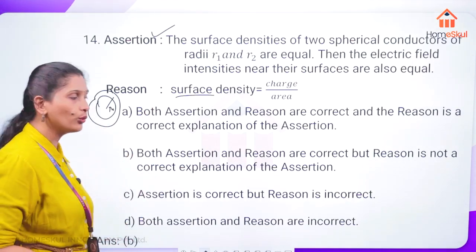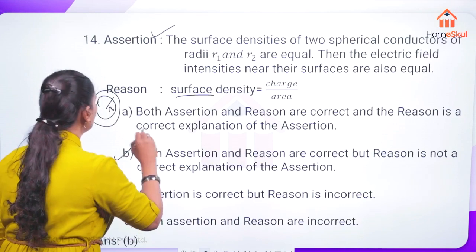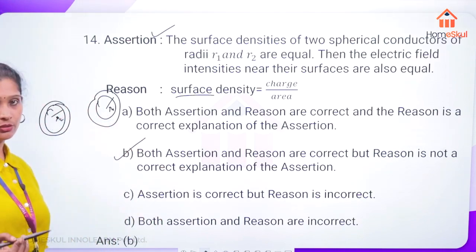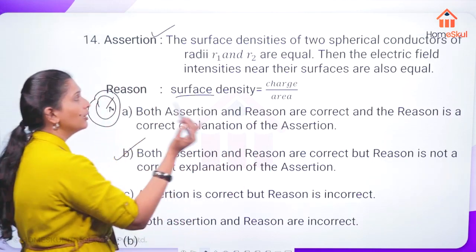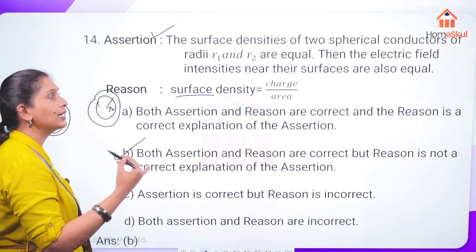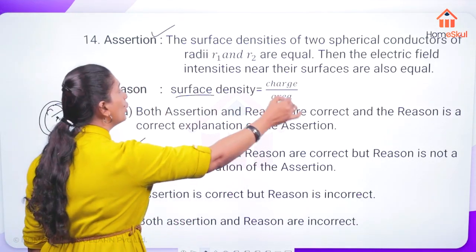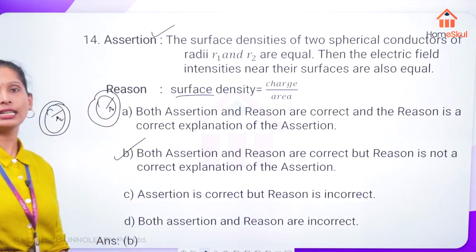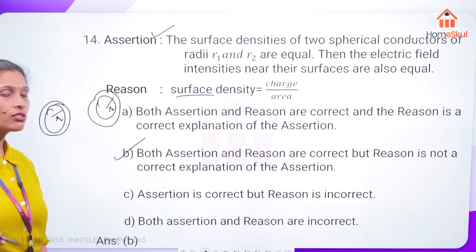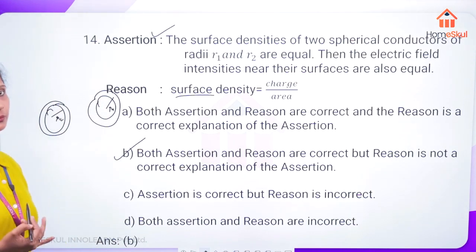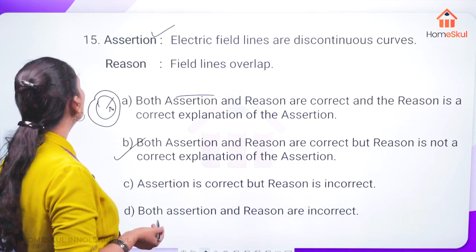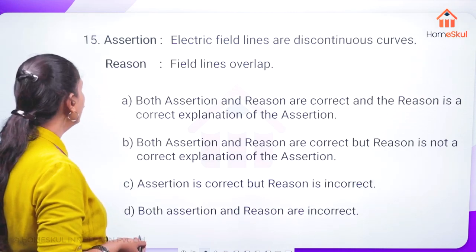So that is also true, making it B, because it is not giving you the correct explanation. From charge by area, you are not getting that irrespective of radius, the field intensity will be equal. There is no statement regarding electric field intensity here. So the explanation is not correct, but both the statements as such are correct. Okay. Moving on to the next assertion.